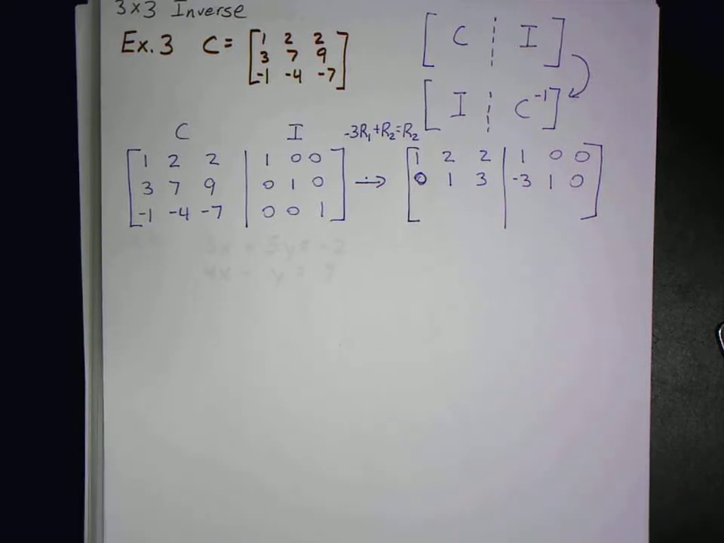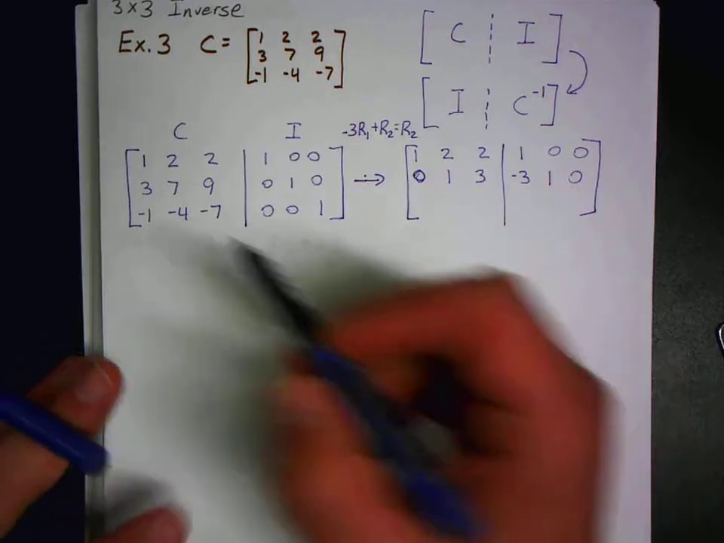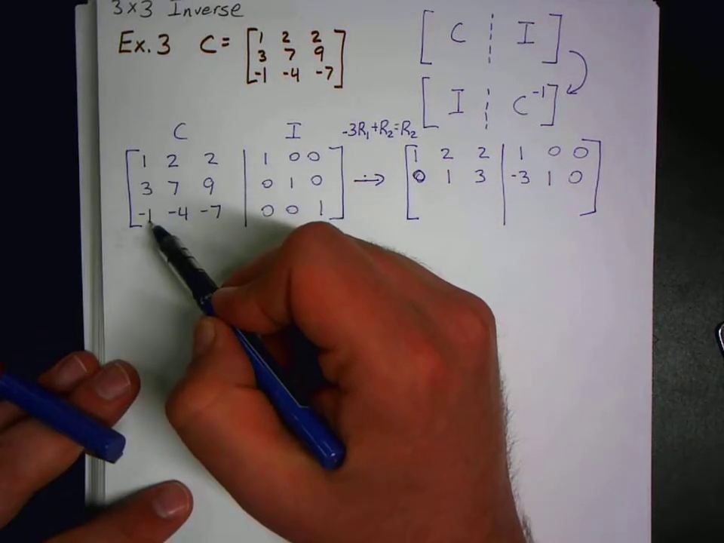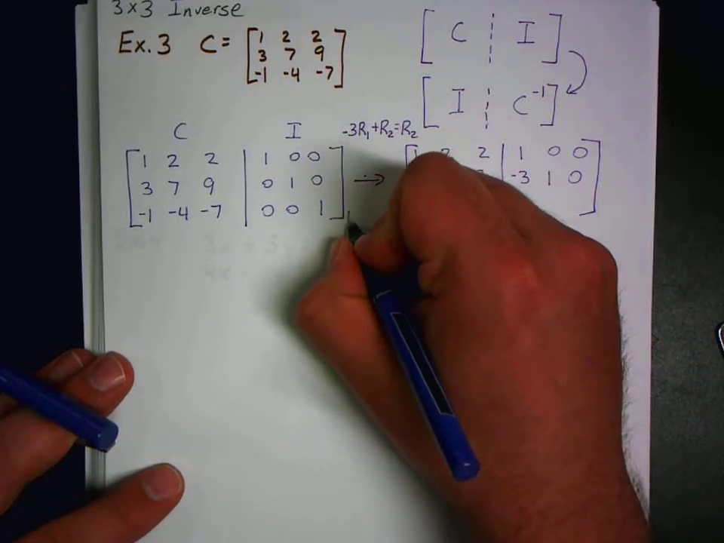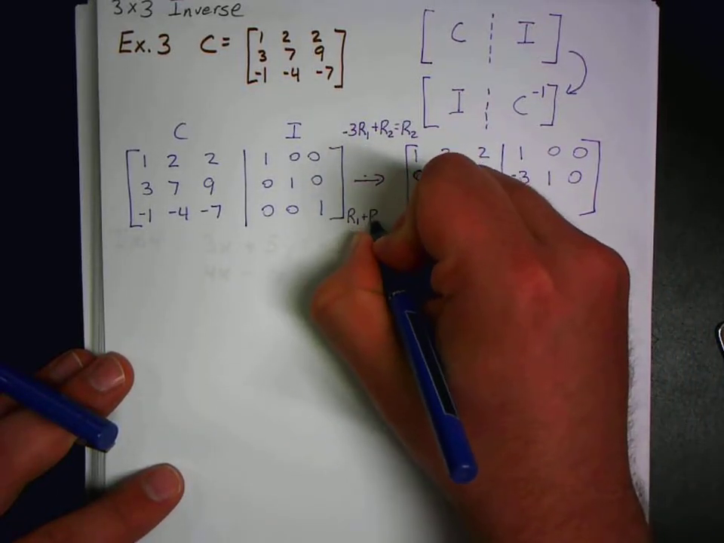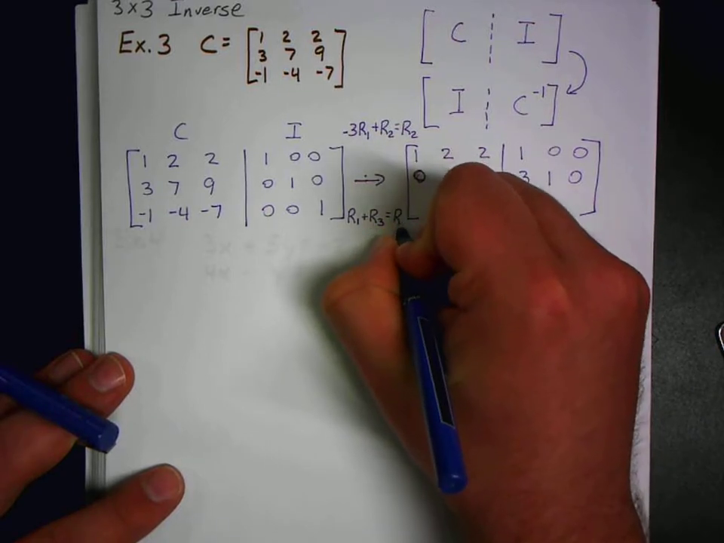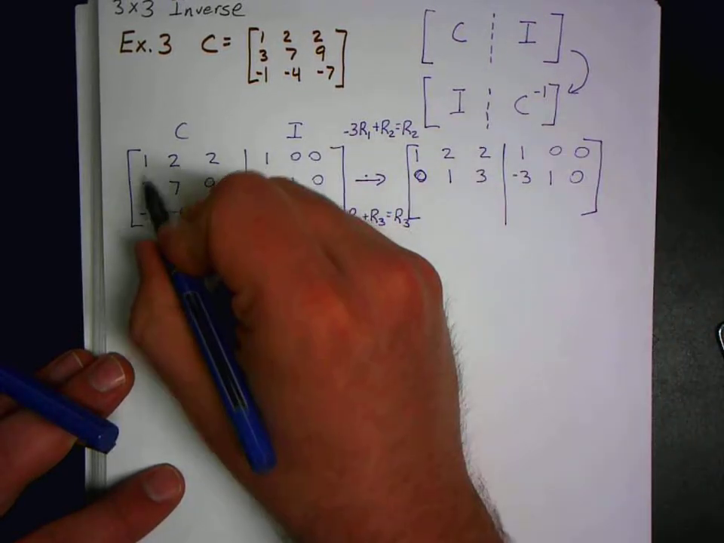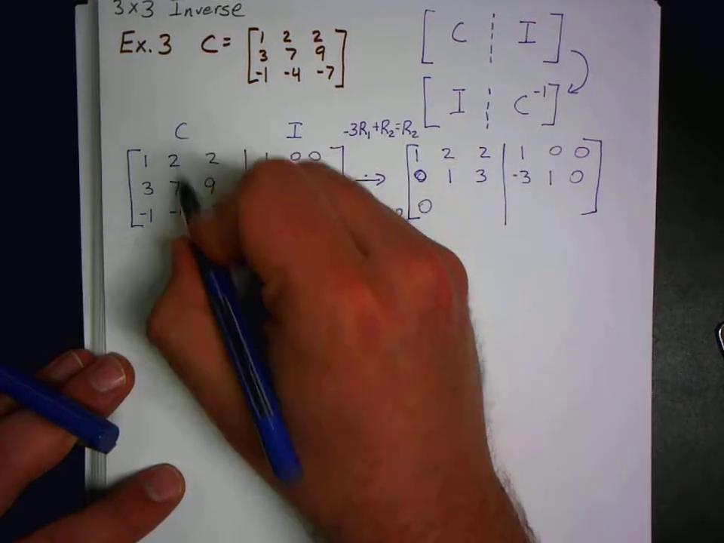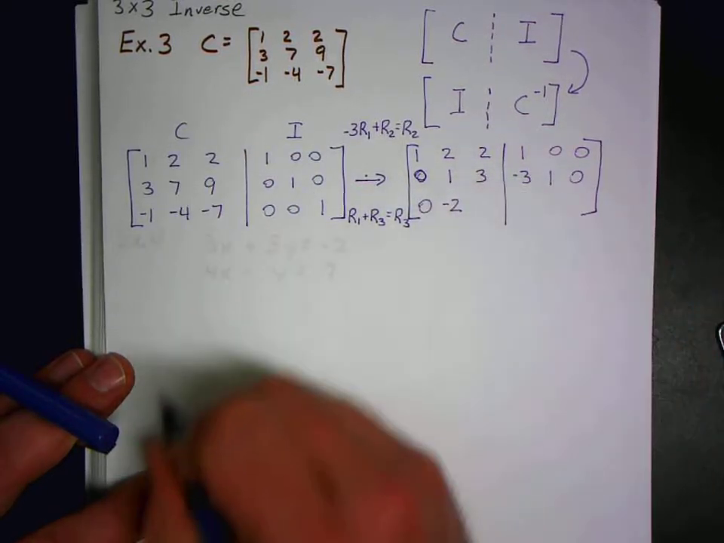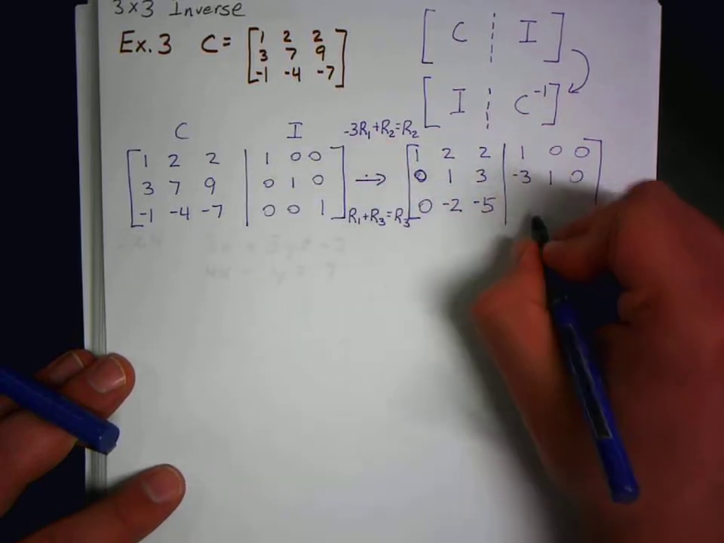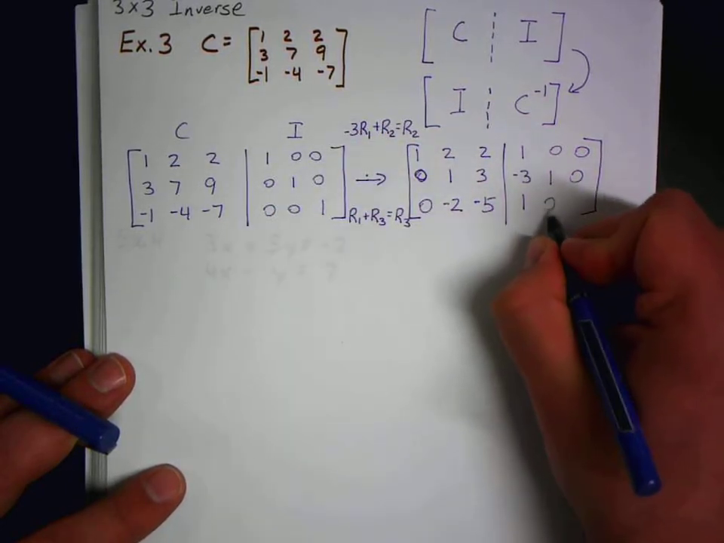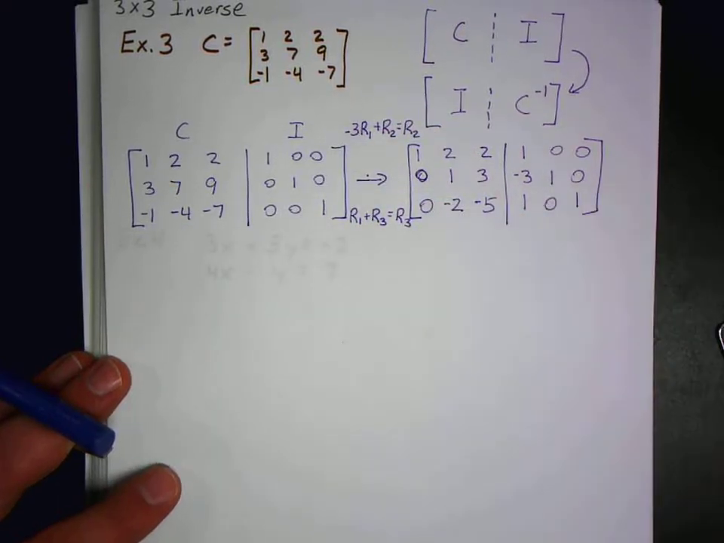Okay, just to save space, I'm going to go ahead and do the bottom row also. So what do I need to do to get 1 and -1 to turn into 0? Just add them. So I'm going to take row 1 plus row 3 and replace row 3. So 1 plus negative 1 is 0. 2 plus negative 4 is negative 2. 2 plus negative 7 is negative 5. 1 plus 0 is 1. 0 plus 0 is 0. 0 plus 1 is 1.